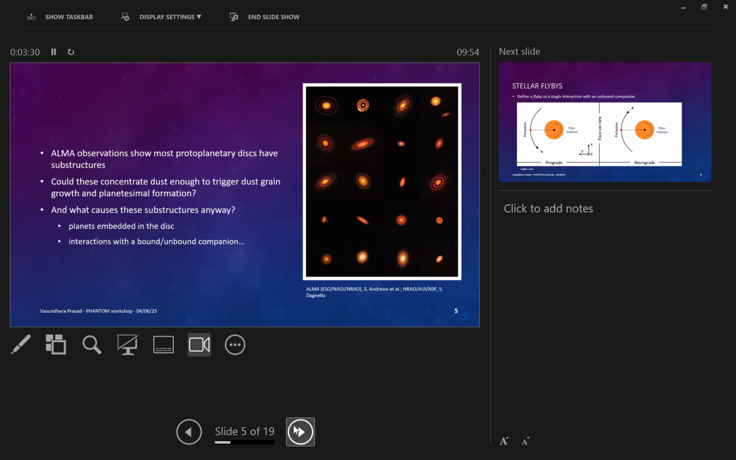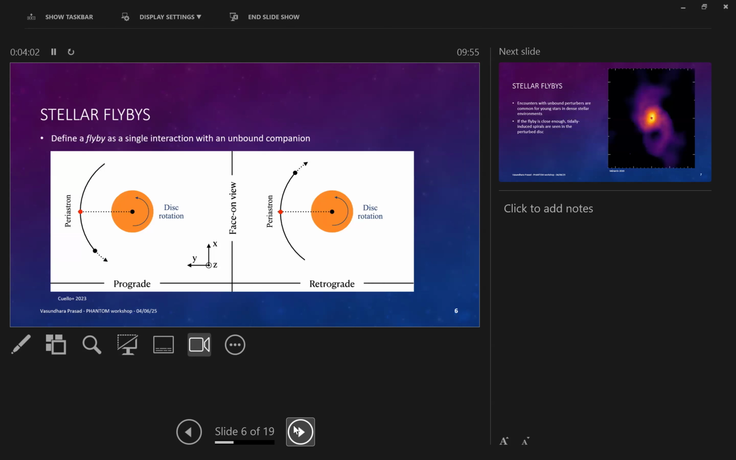So just taking a little venture into observations here, we've seen from ALMA that we've got all these beautiful gaps, rings, spirals in dust disks. And the question is, can these substructures that we see concentrate dust enough to trigger dust grain growth and hence planetesimal formation via the streaming instability? And relatedly, what actually causes these substructures? We know that a lot of them are coming from planets embedded in the young disk and carving out these gaps and rings. But we could also have substructures by interactions with another star, a bound or even an unbound companion. And that leads me on to stellar flybys.